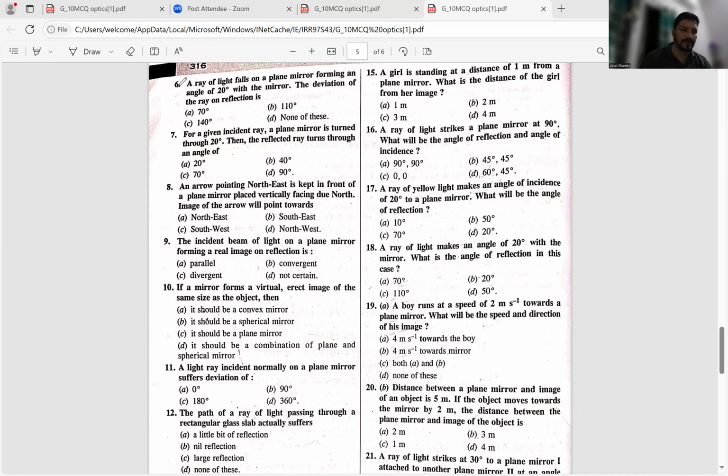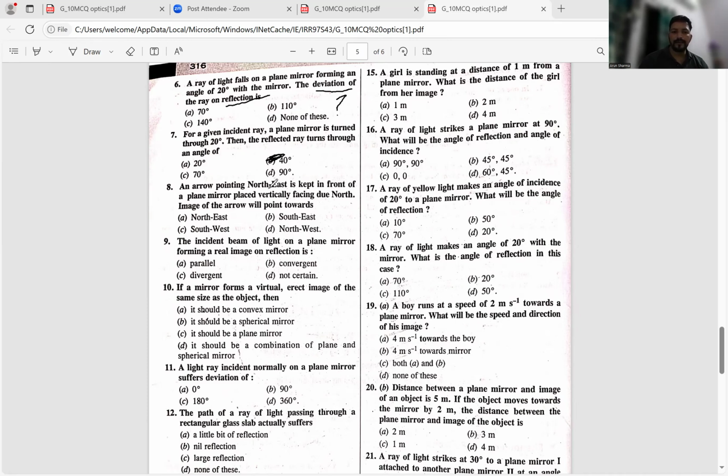The question number 6, deviation. They ask for deviation of the reflection of light. So understand what a deviation is. The incident ray plane mirror is turned through 20 degrees. The reflected ray turned through the angle of. Yes, just we read about the concept, and this is the concept for you.